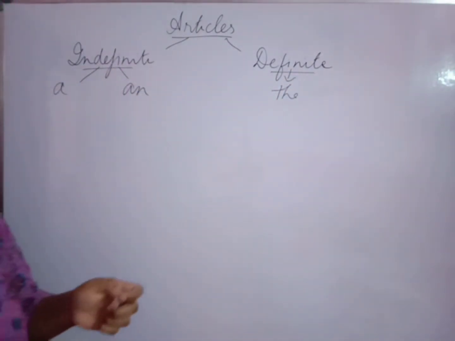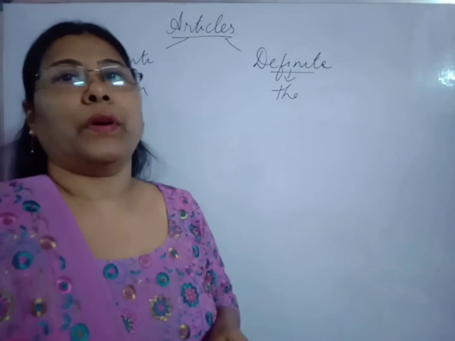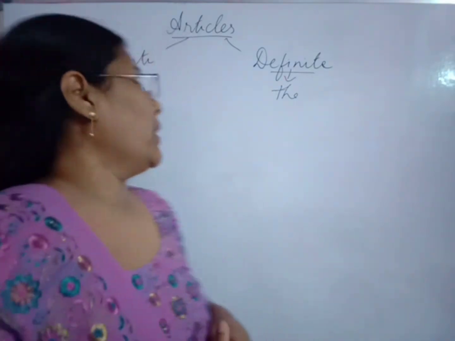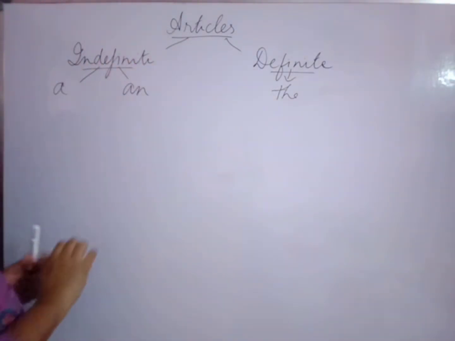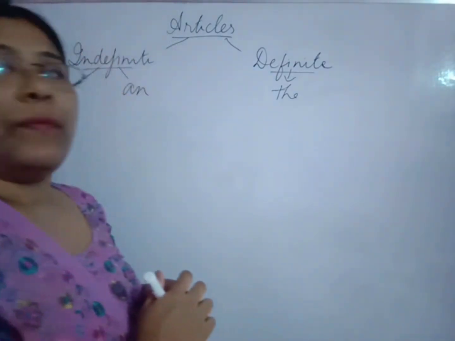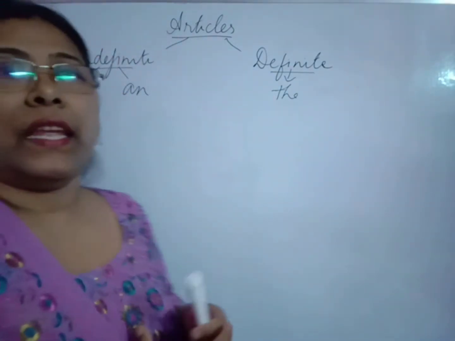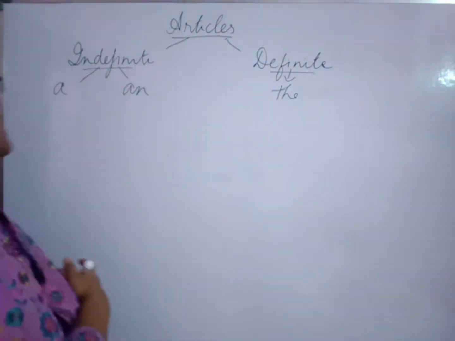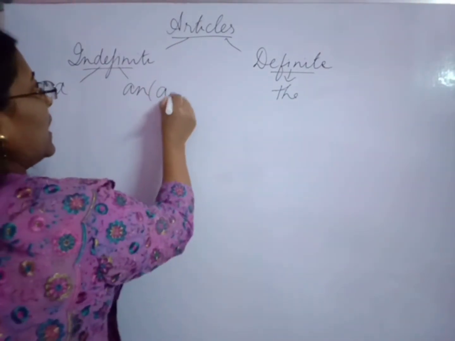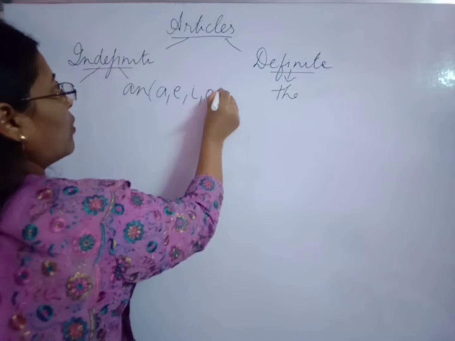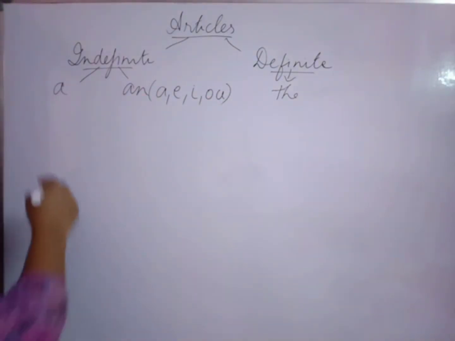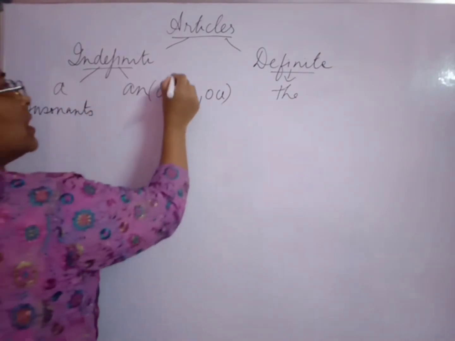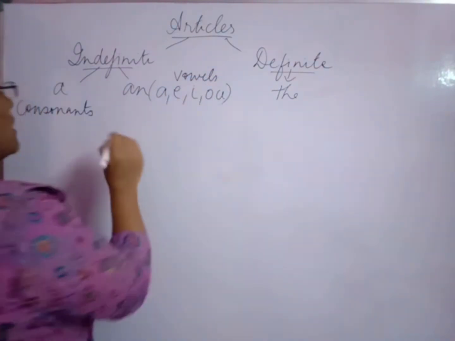Indefinite articles do not refer to any particular person or thing. But definite articles refer to a particular person or thing. Now when will we use a and when shall we use an? This depends on the sound. In the English alphabet, we have consonants and vowels. Vowels are A, E, I, O and U, and the rest are all consonants.